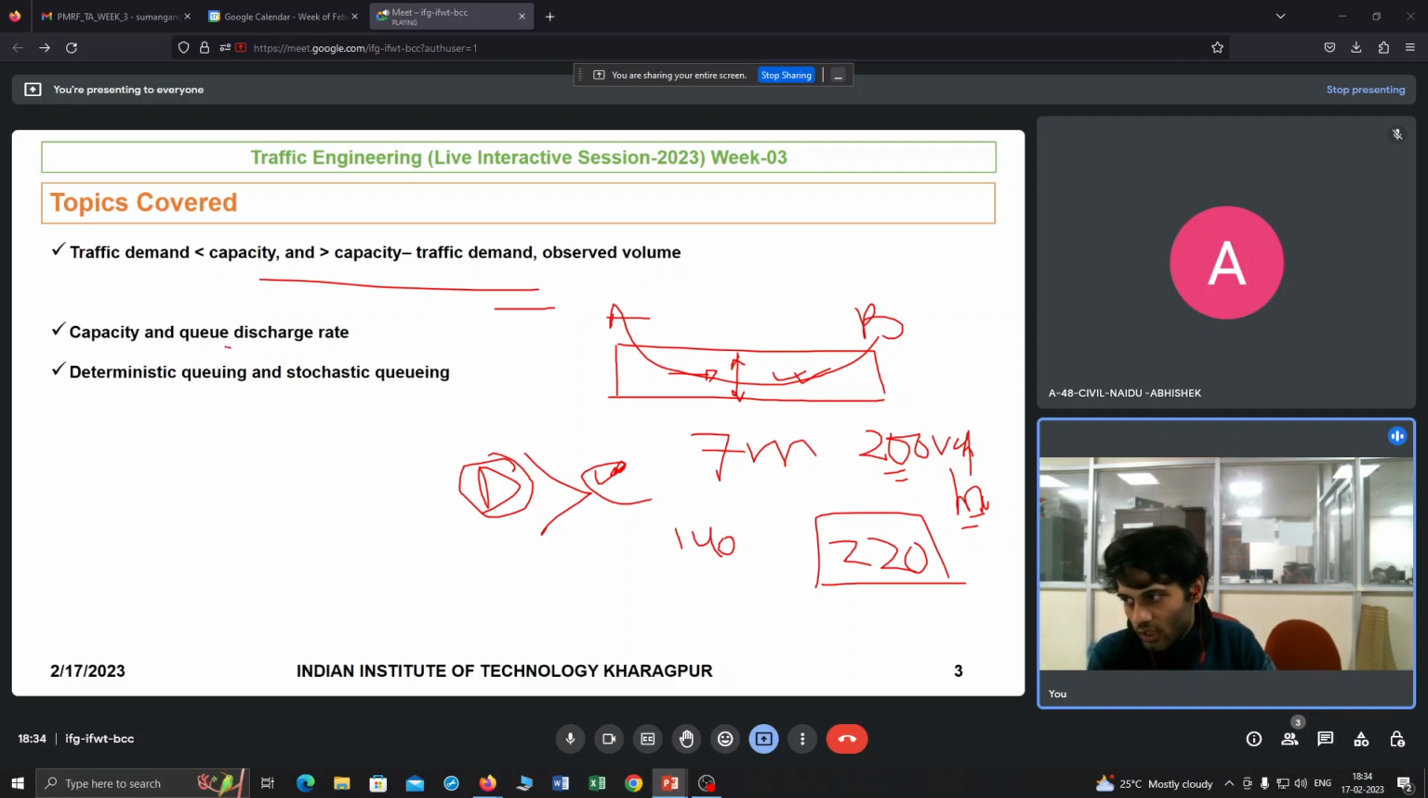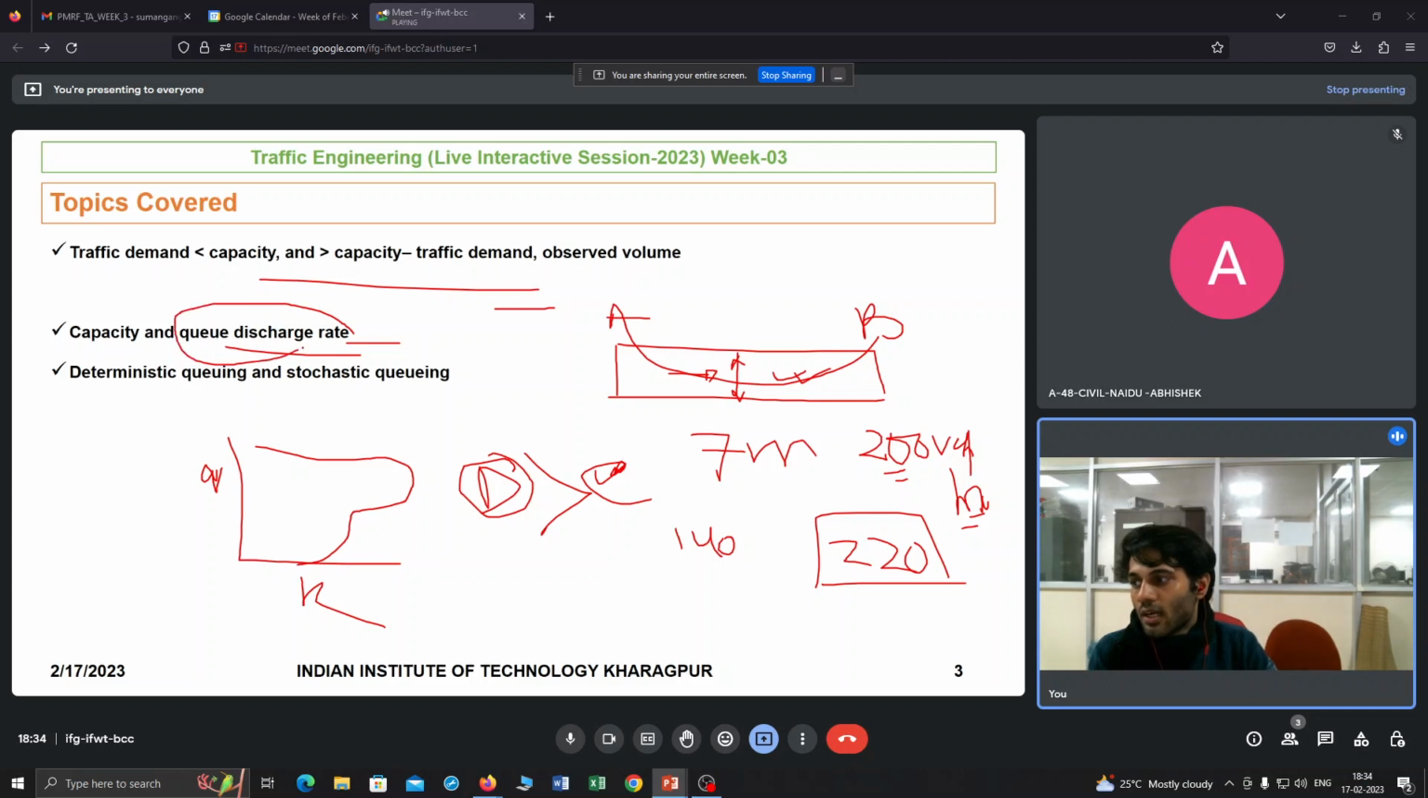So then what is the queue discharge rate? If you remember those kinds of fundamental diagram curves, like this Q-K curve, right? The queue discharge rate is the rate at which the queue is discharging. Let's take an example. In the morning there is light traffic flow, right? And then as soon as the peak period is coming, your vehicle flow continues to increase, and suppose it exceeds your capacity, right? So as soon as it exceeds your capacity, it is an unstable flow.